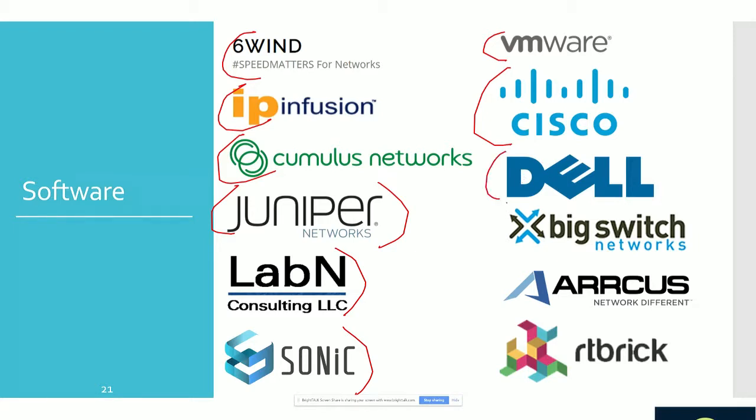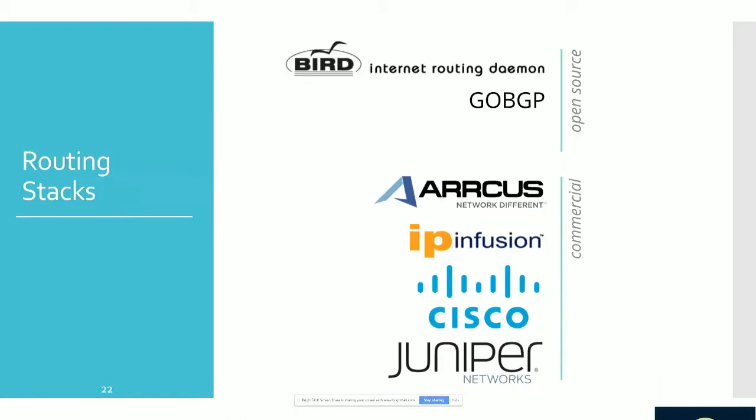Dell has its own operating system. Big Switch has an operating system. Arcus is a new one that just came on the market that does their own operating system. RT Brick has one as well. So there are also routing stacks. On top of your network operating system, so you have your hardware, you have a network operating system, then you need a control plane.